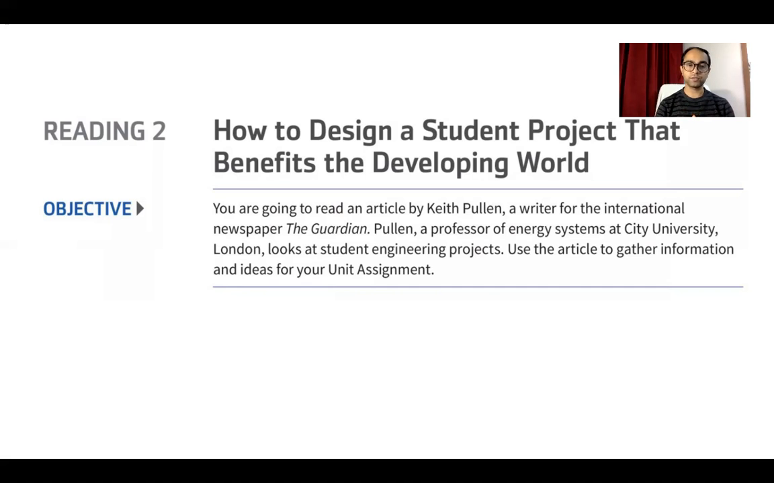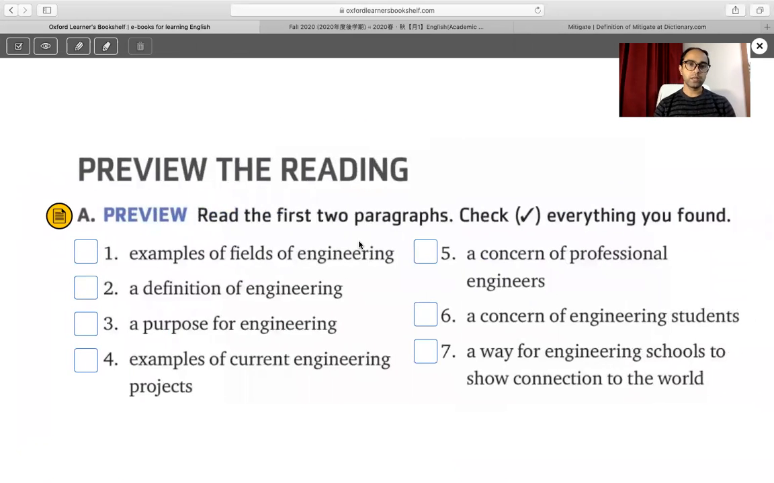So please gather information for your assignment as well as gather information so that you can understand what is being said in the reading easily. Okay, so in the beginning, let's start with a preview of the reading. Here are seven statements, seven phrases from the reading. So I want you to read the first two paragraphs of the article. Please look at page 225 and read paragraph 1 and paragraph 2. After you read, what do you find in those two paragraphs from number 1 to number 7? Check them. Let's read together, okay?